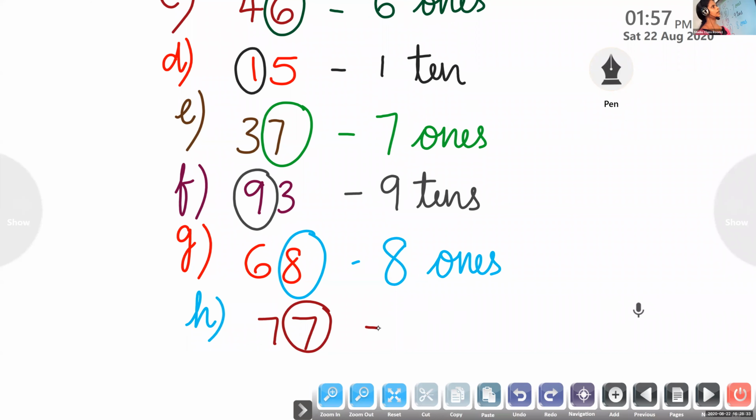Prarthana, what is the answer? Unmute and tell me the answer. Ones. 7 ones. Very good. O-N-E-S. Ones.